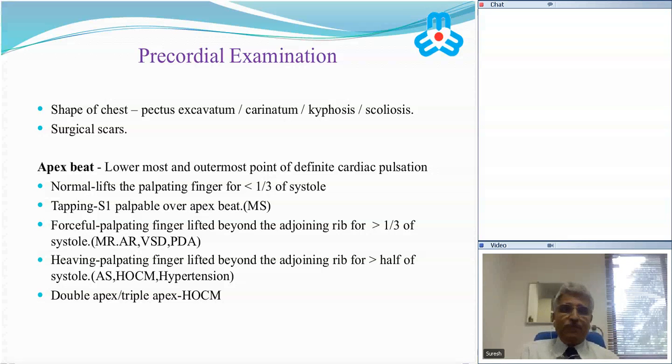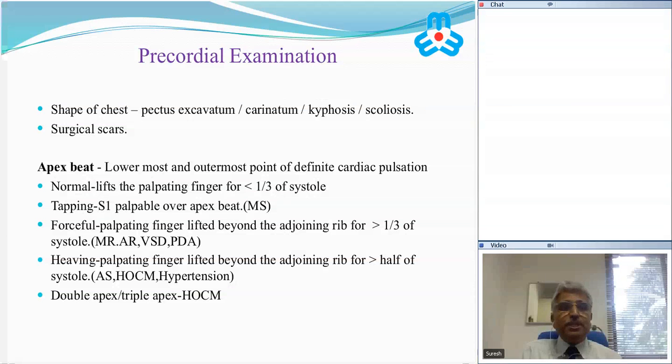kyphosis or scoliosis. It's also appropriate to take note of any surgical scar. Say that there is a median sternotomy scar or a lateral thoracotomy scar or a posterior thoracotomy scar. It has some clues as to what is the possible surgery that the patient has undergone. For instance, if it's a lateral thoracotomy scar or a posterior thoracotomy scar, it's a closed heart surgery like a shunt or a coarctation repair, whereas a median sternotomy generally denotes an open heart surgery.